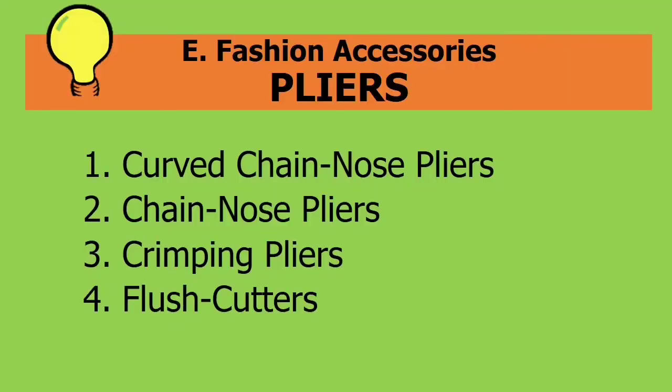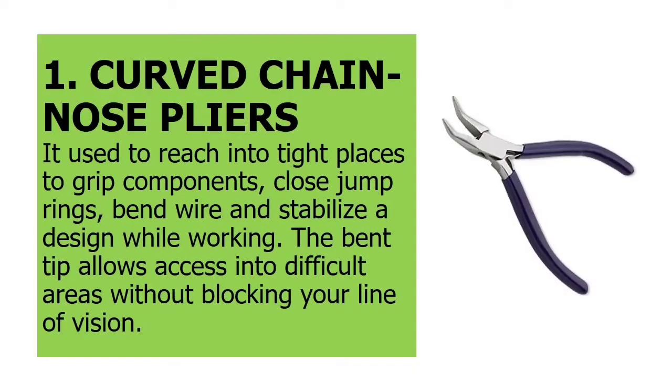Next are the pliers. We have 4 different types of pliers used in making fashion accessories. So we have curved chain-nose pliers, chain-nose pliers, crimping pliers, and flush cutters. Curved chain-nose pliers are used to reach into tight places to grip components, close jump rings, bend wire, and stabilize a design while working. The bent tip allows access into difficult areas without blocking your line of vision.